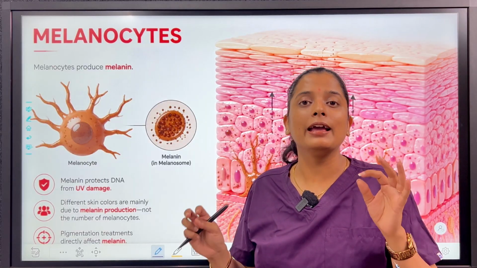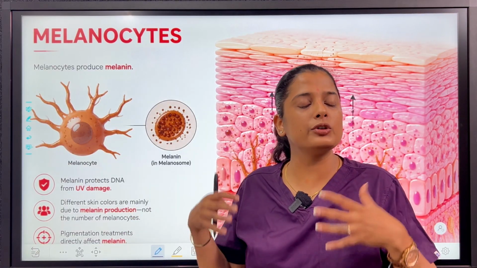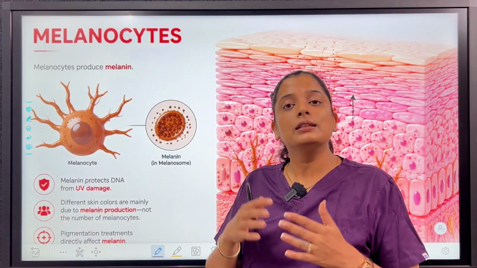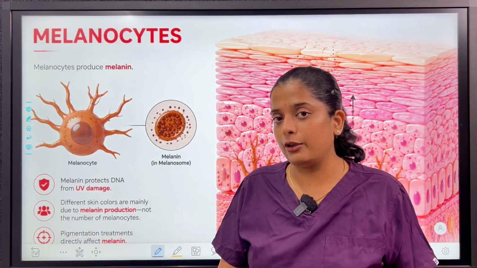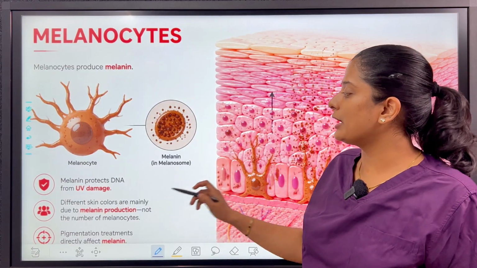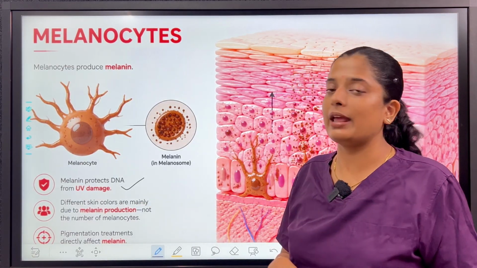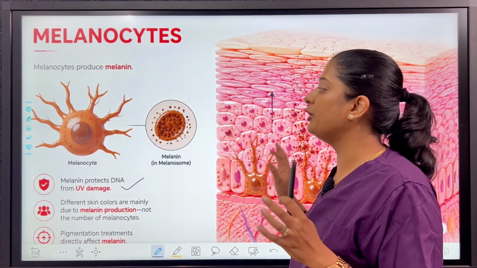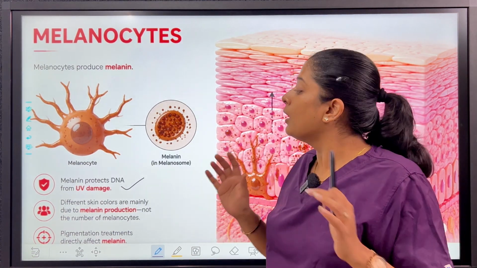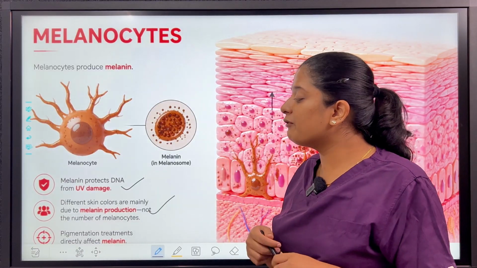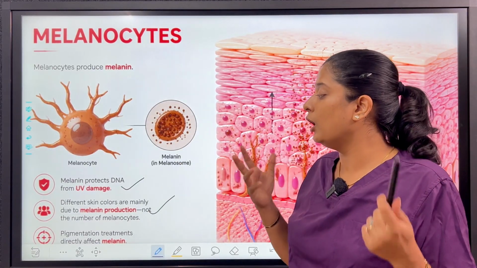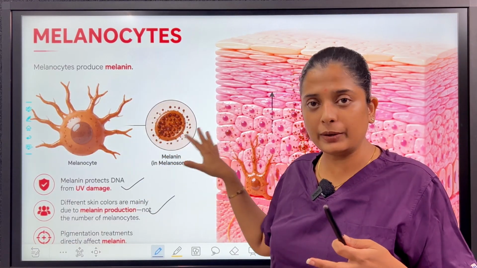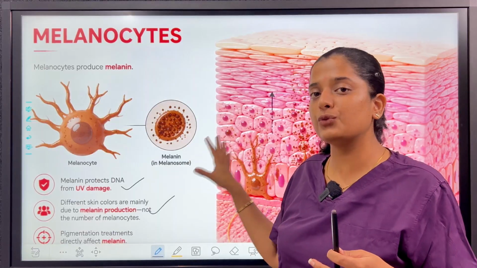This melanin is not just some regular color which just comes up, where the tone is affected and you just hate it. No, this melanin is actually protecting you. Yes. When melanocyte produces the melanin, melanin protects the DNA from the UV damage. That is the biggest plus point of having this melanin. Correct? Second, different skin colors are mainly due to the melanin production. Obviously, the different tones have come from this particular cell, from this particular process only.